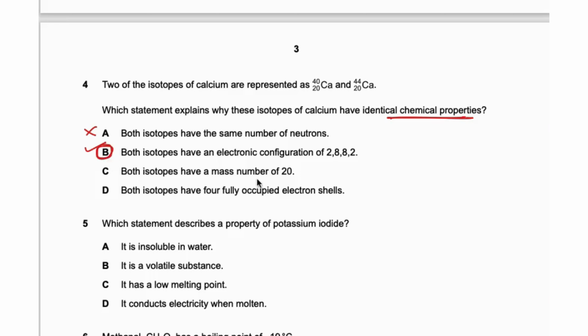Both isotopes have mass number 20? Both isotopes have mass numbers 40 and 44, so it is wrong. Both isotopes have 4 fully occupied electron shells? The last shell is not fully occupied, so it is wrong. The right answer is B.